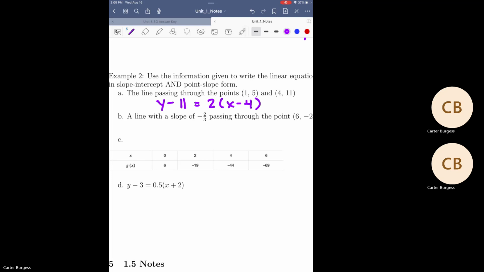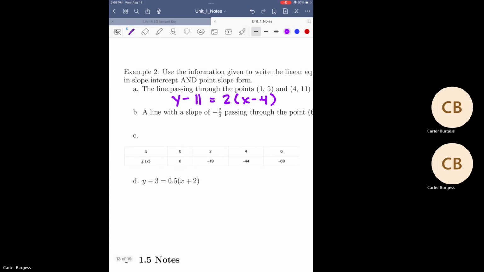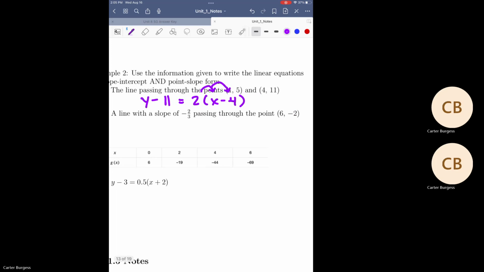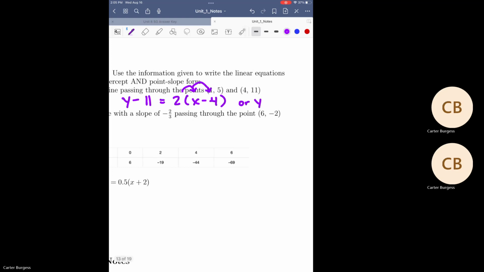Okay, fantastic. If I was just asking you to write the equation of a line, we'd be done. I asked you to use both the slope-intercept form and point-slope form here, though. So a little bit more work to do, but really that is just solving for y and then doing a little bit of cleanup. The cleanup in this case is going to be, we can distribute that 2. So 2 times x, 2 times negative 4. We get 2x minus 8. And then to solve for y, we're going to add 11 to both sides. So 2x minus 8 plus 11, I get that y is equal to 2x plus 3.